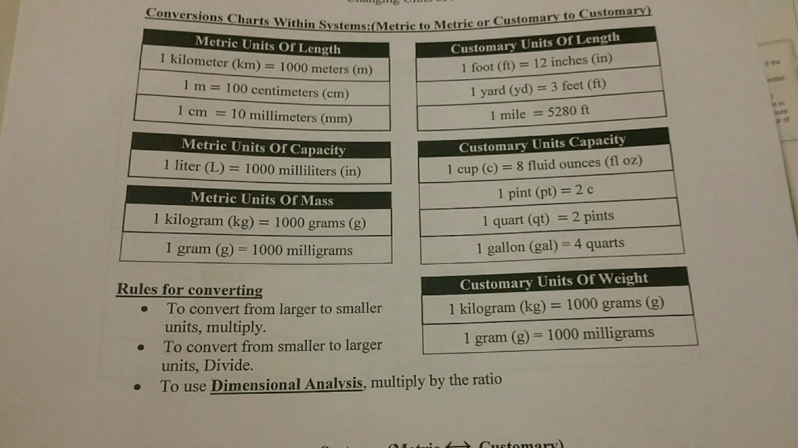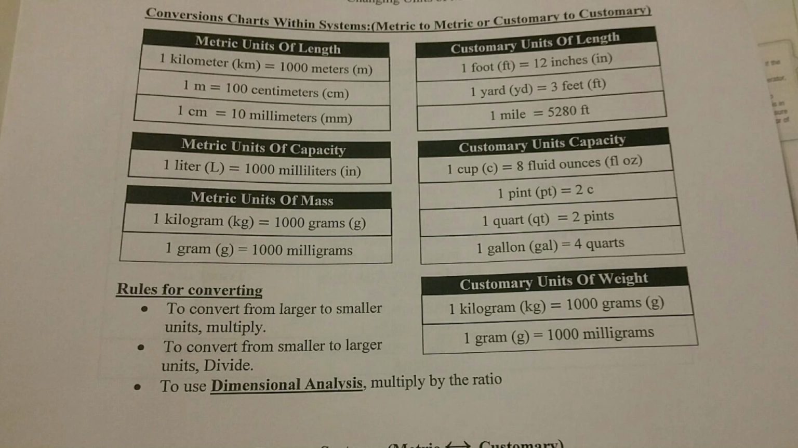So it talks about 1 kilometer is 1,000 meters, 1 meter is 100 centimeters, 1 centimeter is 10 millimeters. 1 liter is 1,000 milliliters. So look, there's your length, capacity, mass. 1 kilogram is 1,000 grams. 1 gram is 1,000 milligrams. Pretty easy when it comes to metric.